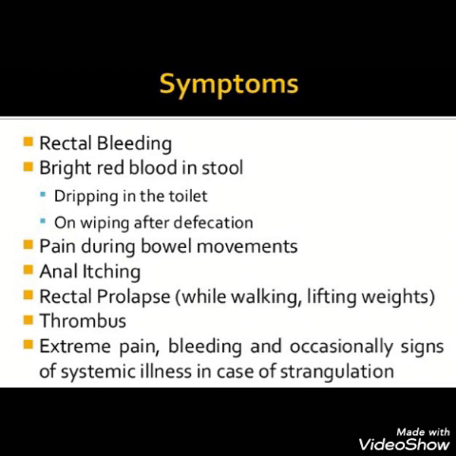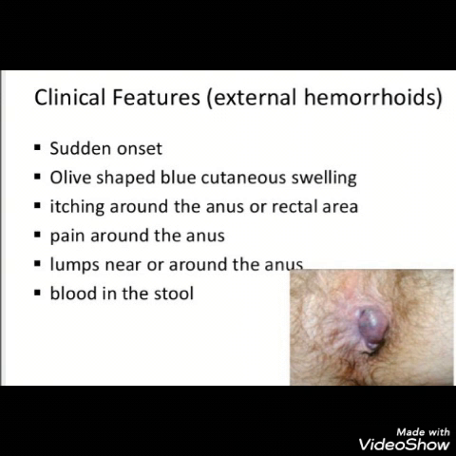Clinical features of internal hemorrhoids include painless bleeding. Fresh bleeding occurs after defecation, that is, splash in the pan, and that may result in chronic anemia. Most of the patients complain of constipation. There is discharge of mucus and irritation of perianal skin. Pruritus is a common feature. There is anal itching, pain during bowel movements, bright red blood in the stool, rectal prolapse while walking or lifting weight. Thrombus, extreme pain and bleeding are signs of a systemic illness in case of strangulation.